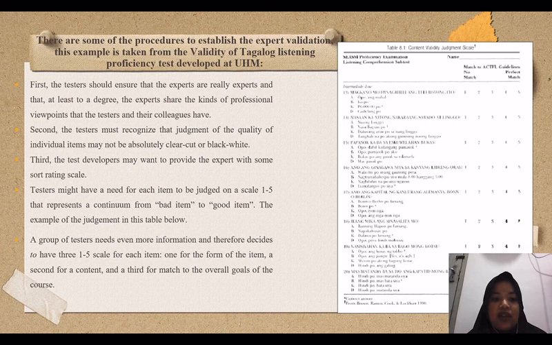A group of testers may need even more information and therefore decide to have three 1 to 5 cells for each item, one for the form of the item, a second for the content, and a third for the match to the overall goals of the course.